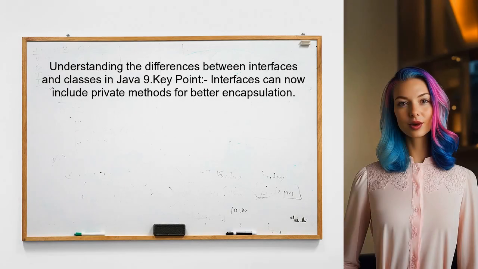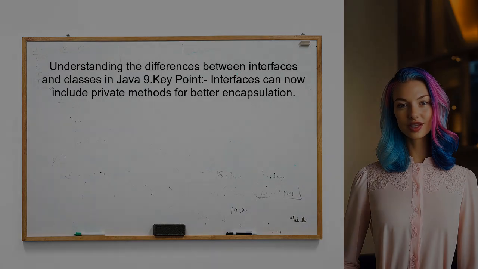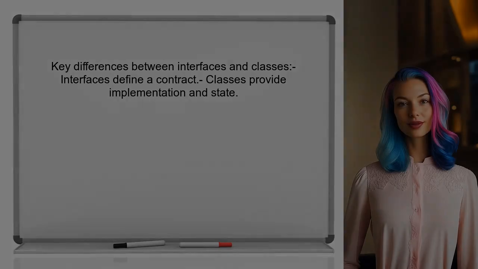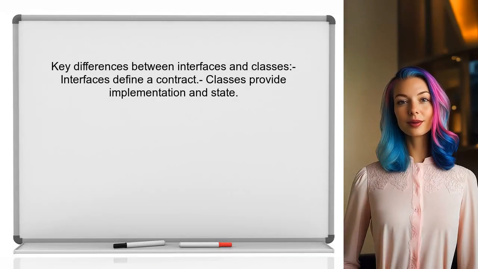To understand the differences between interfaces and classes in Java 9, the user should first note that interfaces can now include private methods. This allows for better encapsulation within the interface itself. Next, the user should remember that interfaces are meant to define a contract for classes, while classes can provide both implementation and state. This fundamental difference remains unchanged.